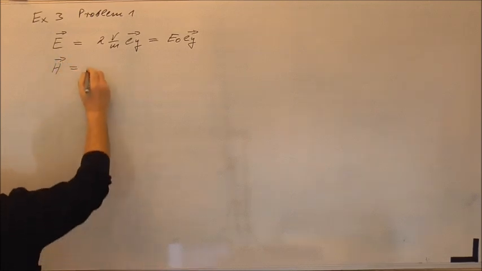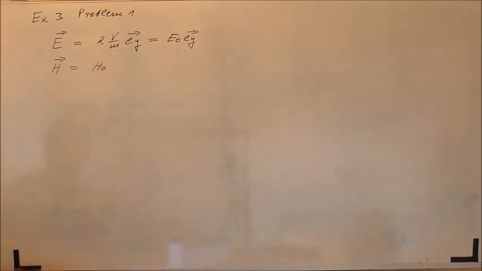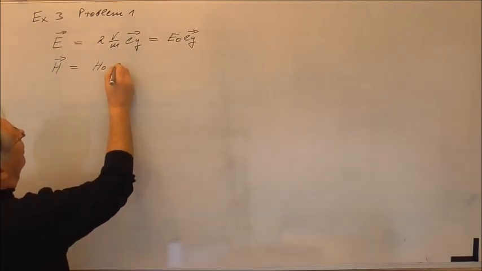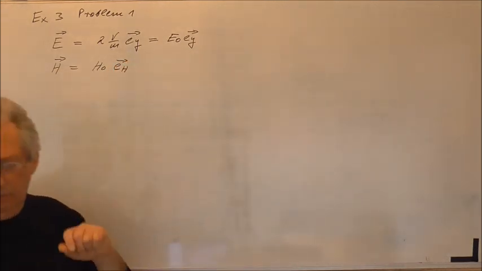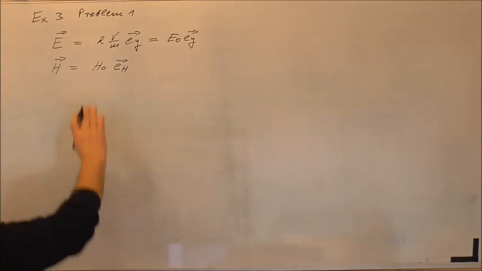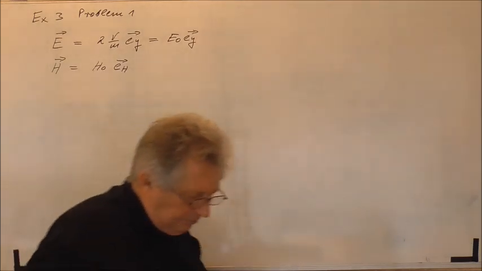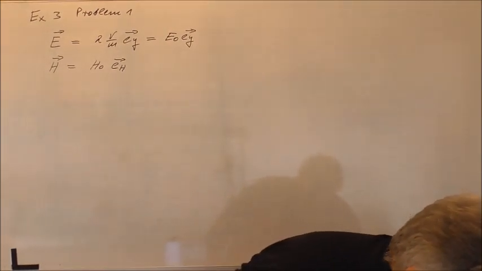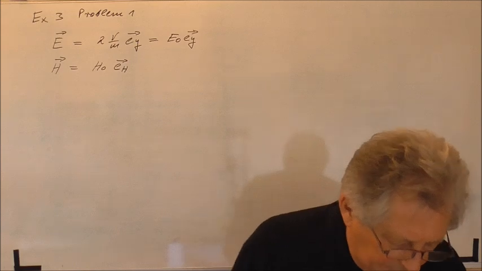So I will write it like this. This is H naught, which describes the intensity of the magnetic field, and I will call EH the unit vector which points in the direction of our magnetic field. And now the first question is, calculate the absolute value of the magnetic field.